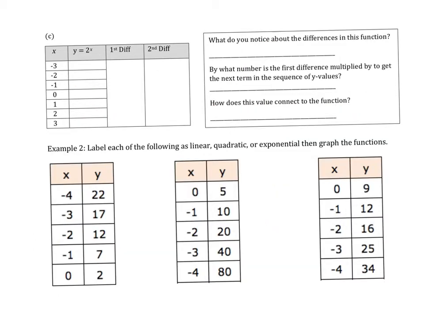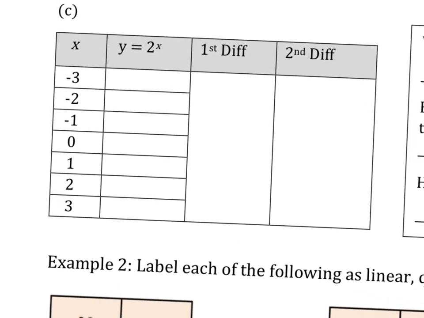All right, so example 2, this time it's asking us to raise 2 to the x value power. So 2 to the negative 3 power. If you type that in a calculator, you're going to get 1/8. 2 to the negative 2 is 1/4. To the negative 1 is 1/2. To the 0 is 1. To the 1 is 2. 2 squared is 4, and 2 cubed is 8.